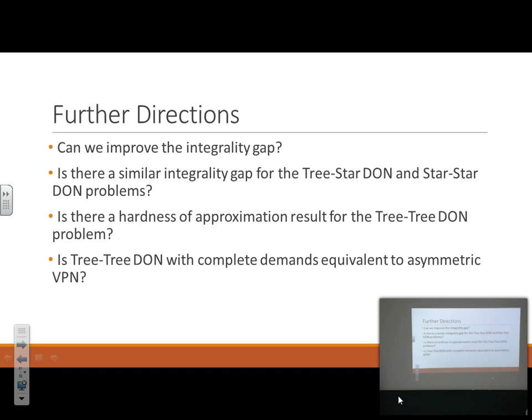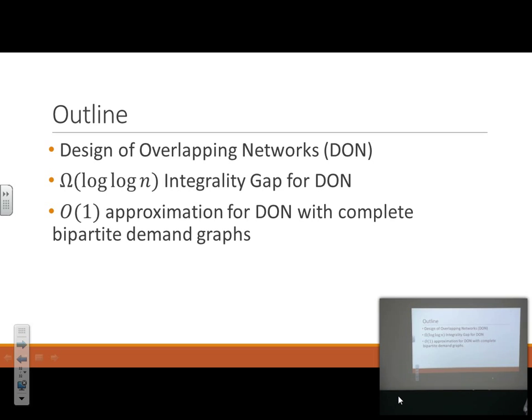All right, so obvious open problems. Can one of you improve the integrality gap? Can you convert it to a hardness of approximation? Is there a similar integrality gap reduction where one of the sides is building a star? Remember, I used the group Steiner tree on both sides. I don't know. And finally, this last problem I asked about whether asymmetric VPN is really the same as this problem. So I just told you 3 things. You should remember what the problem is. You should remember for the tree version, there's a log n integrality gap. And for special cases of complete demand graphs in the bipartite sense, we are getting constant factors.